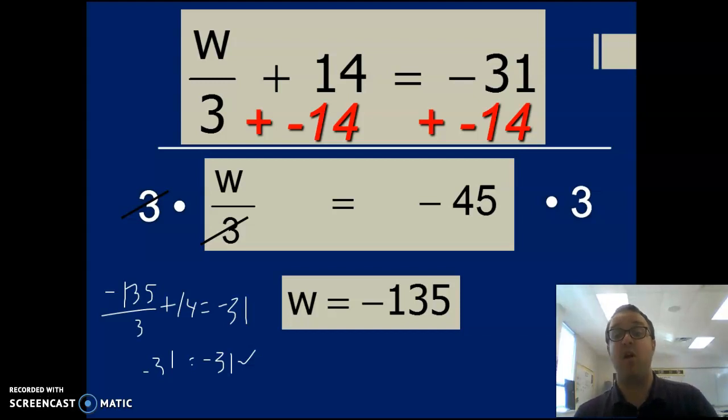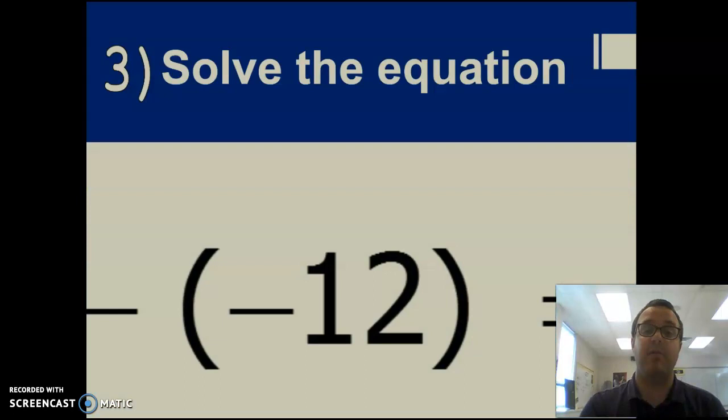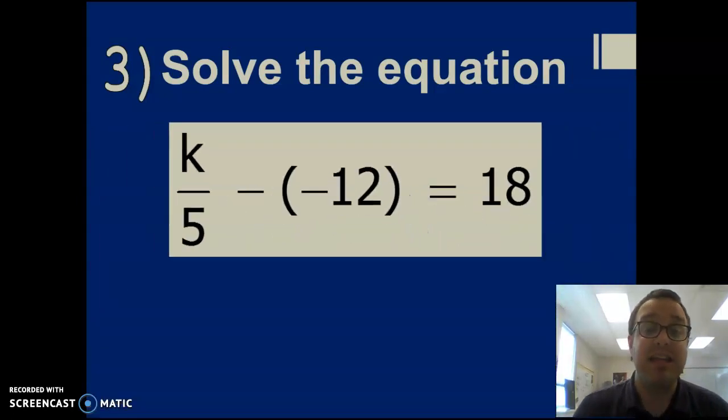And again, the two steps, what are they? We're going to do our addition and subtraction first, and then we're going to look to do our multiplication and division. All right, here's another problem. Whoa, this keeps coming at me here. K divided by 5 minus -12 equals 18.